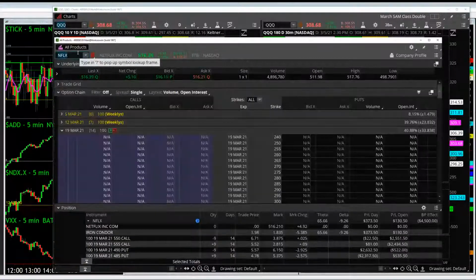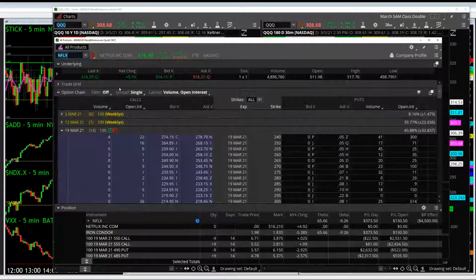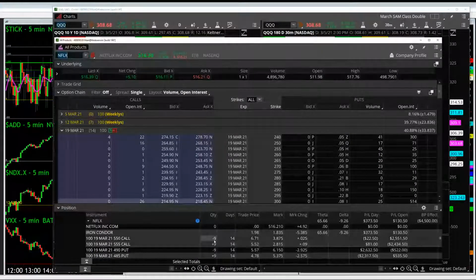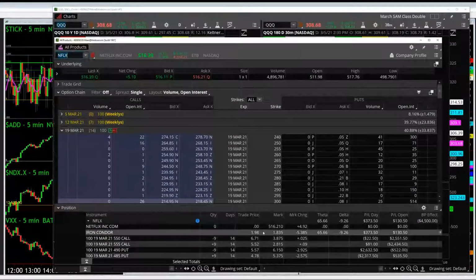So here's a trade that we have in the small lot account right now, and today was kind of crazy. We did an iron condor on Netflix. So the question in the class would be, why did we do an iron condor on Netflix? Why did we pick this position size? Why didn't we panic and close it out today when the market was puking? Stuff like that.